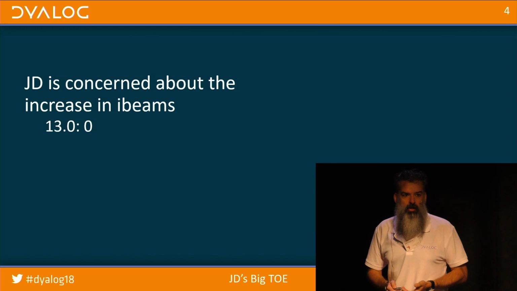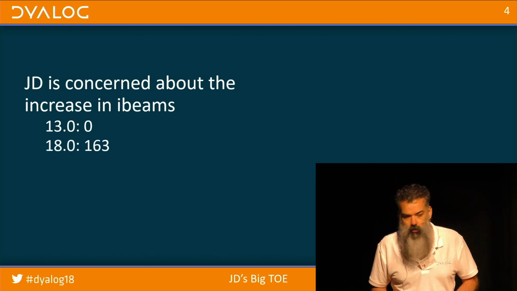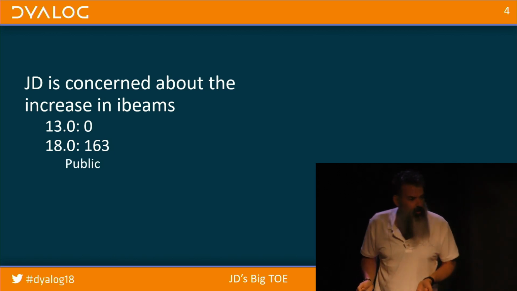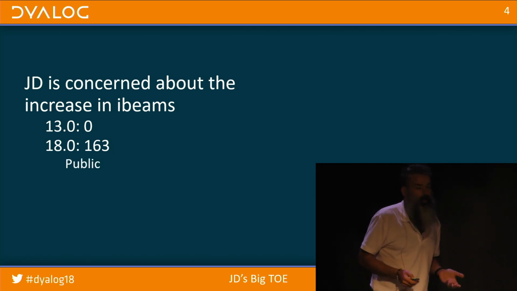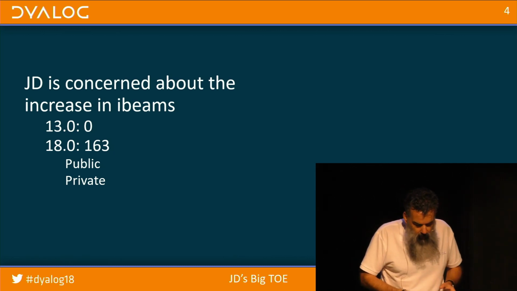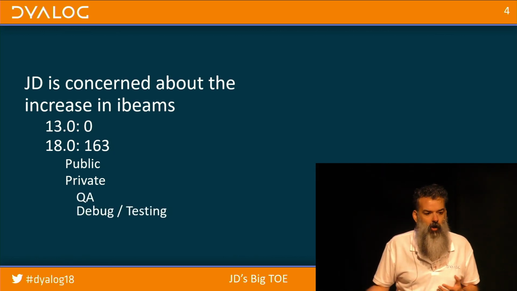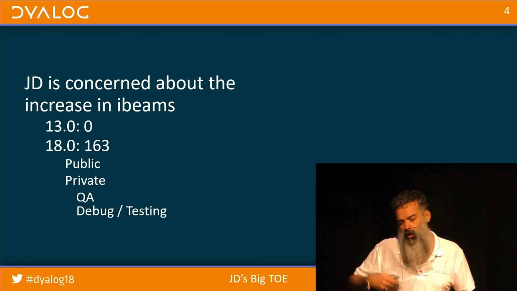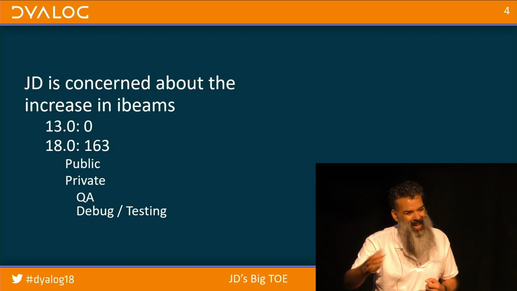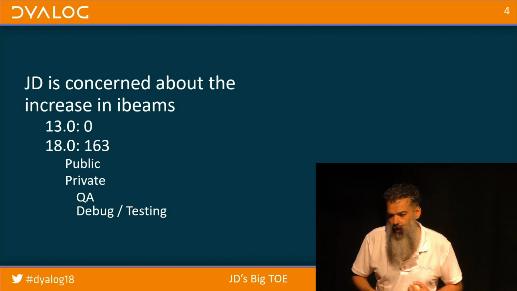In version 13, we had no I-beams. In version 18, an approximate count is 163 different I-beam functions. Now, some of those you know about. Some of those are public. Some of those you don't know about. We keep them very quietly for use inside, mainly because they're for QAing or debugging or testing. But the whole process of having an I-beam as a way of getting information about the system is a little bit clunky, and it's not really very maintainable.